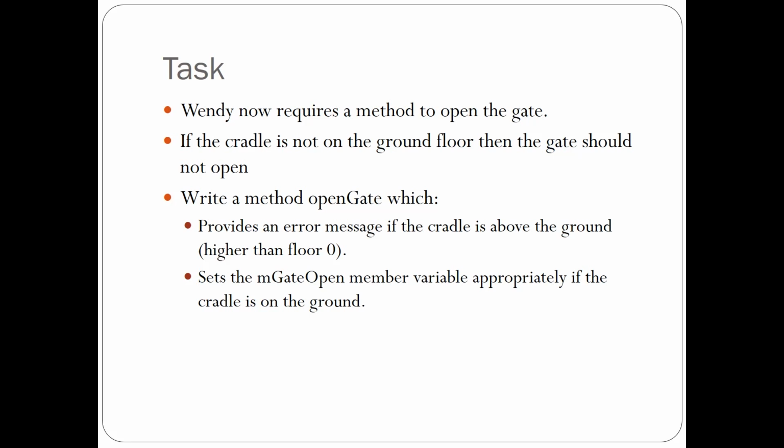So what we need to do is implement a method called openGate, which will give us an error if the cradle is actually above the ground level, i.e. the current floor is greater than 0. As well as that, it needs to set mgate open appropriately if the cradle is on the ground. So if we attempt to open the gate on the ground floor, it will then set that to true. Have a quick go at that, and then we'll have a look at a possible answer in a second.